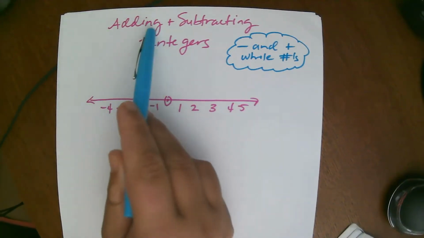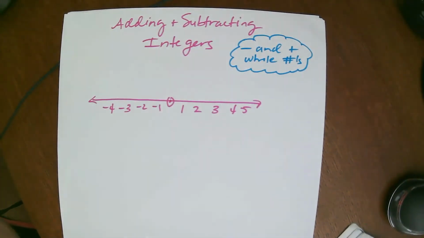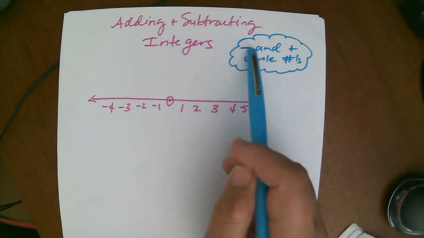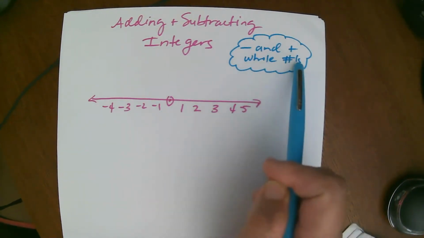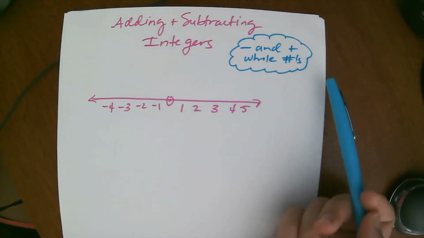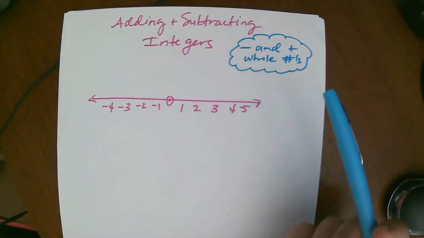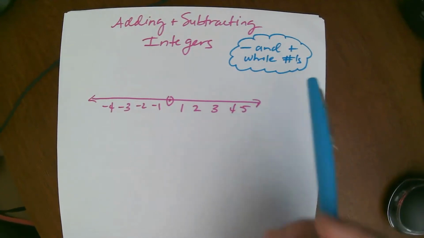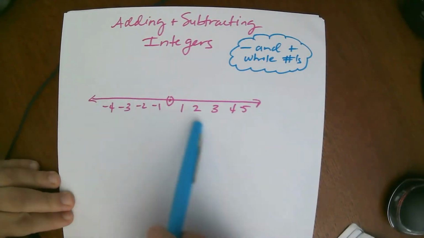Hey everyone! Today we're going to be talking about adding and subtracting integers. So basically, what is an integer? Well, an integer is a negative or a positive whole number. So we're not talking about fractions. We're not talking about decimals. We're talking about whole numbers, okay?